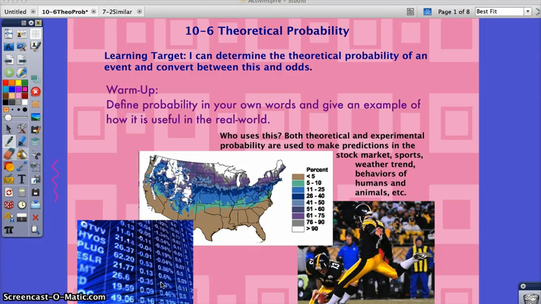Copy down your target, and just as a warm-up, I want you to define probability in your own words, and also give an example of how it's useful in the real world. And I gave you some pictures to kind of jog some thoughts. Pause the video, complete that, then press play to go over it.